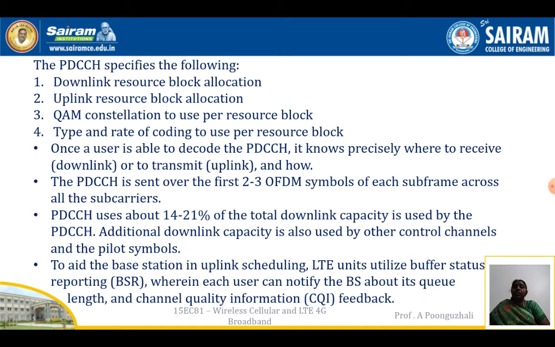Then the PDCCH, that is your physical downlink control channel, is sent over the first 2-3 OFDM symbols of each subframe across all the subcarriers. So here in this case, the physical downlink control channel is going to use 14 to 21% of the total downlink capacity. Additional downlink capacity is also used by other control channels and pilot symbols.